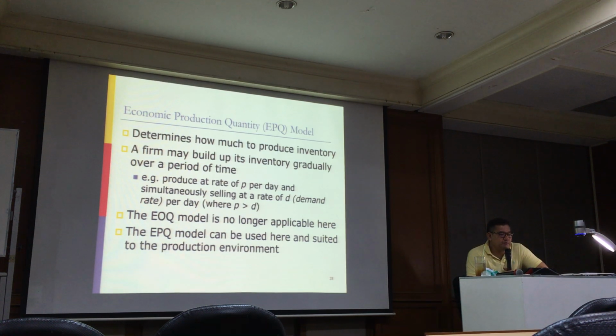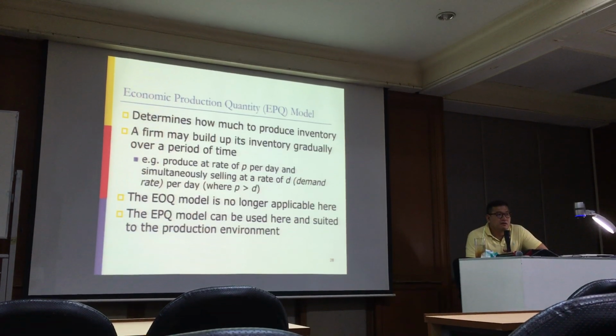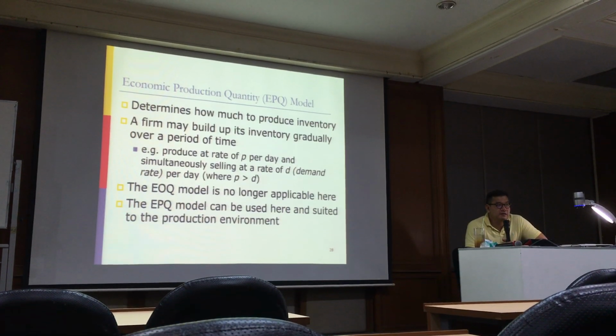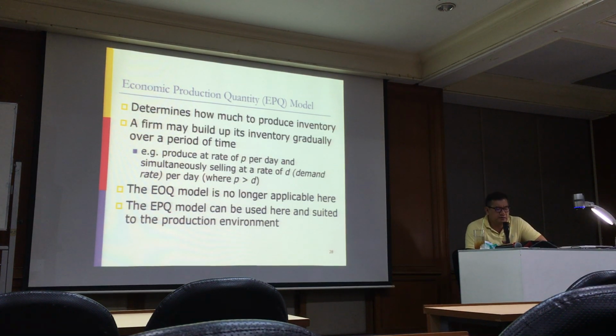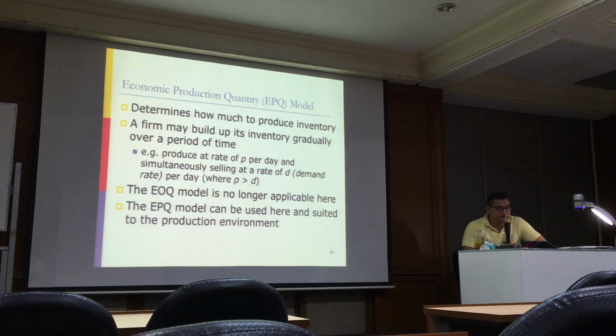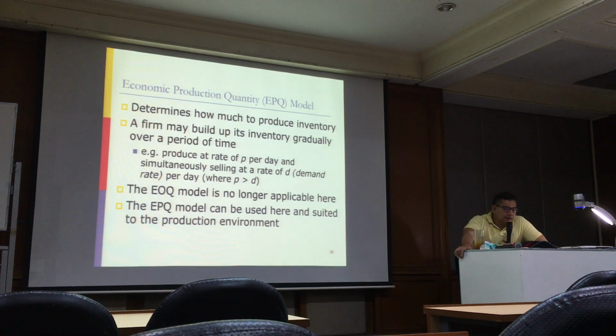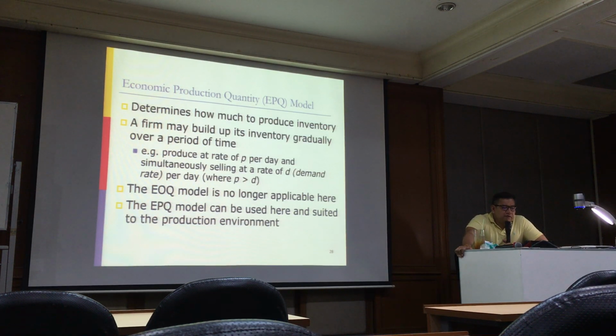Inventory comes from the production. You make the production, and then the excess of your production is going to be stored as your inventory. So the inventory is going to build up gradually over a period of time, right? And it is suitable especially for the type of production that we call batch.